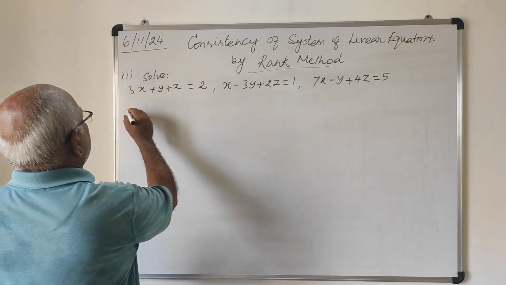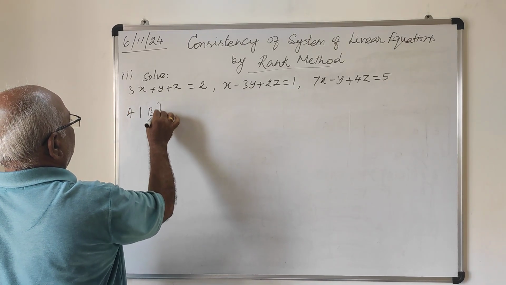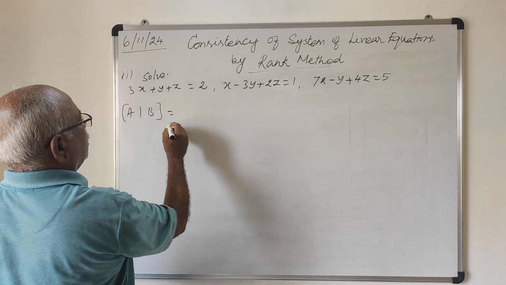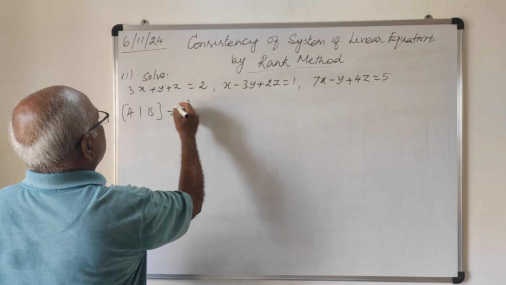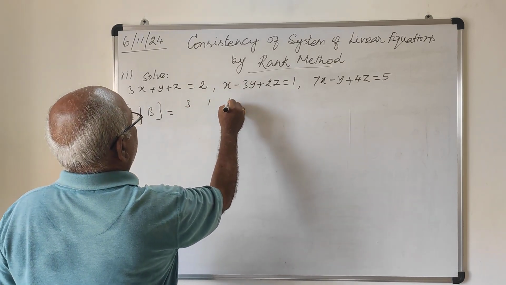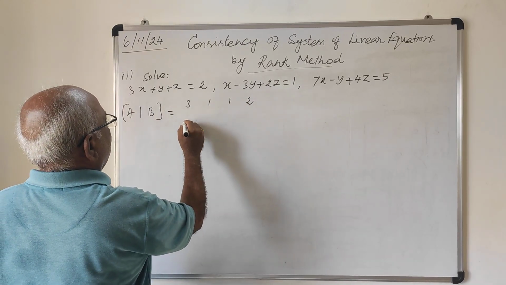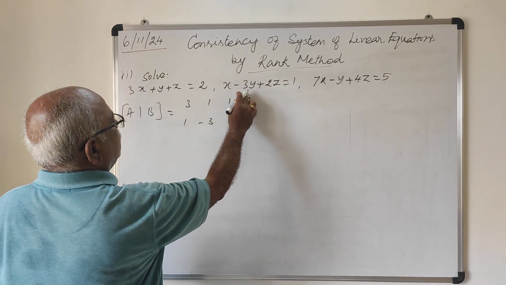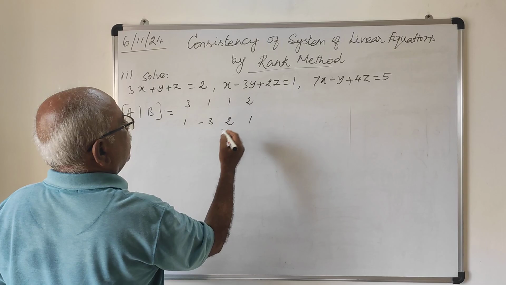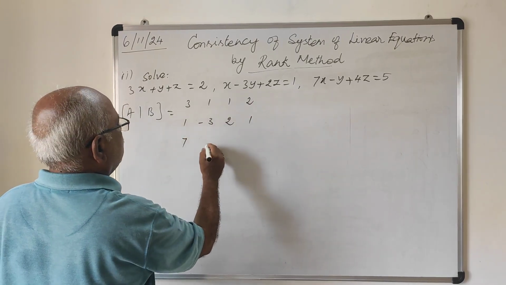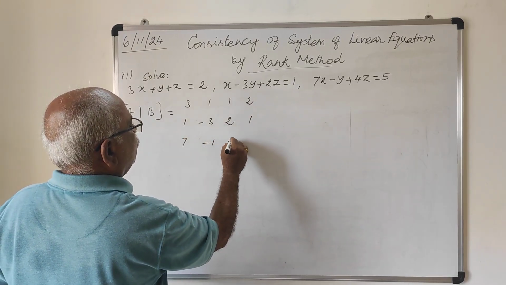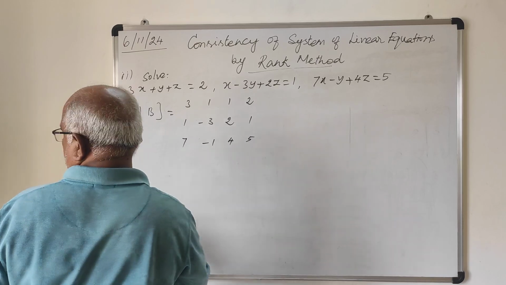For that, the augmented matrix AB is 3 1 1 3 1 1 2, 1 minus 3 2 1, 7 minus 1 4 5. This is our augmented matrix.